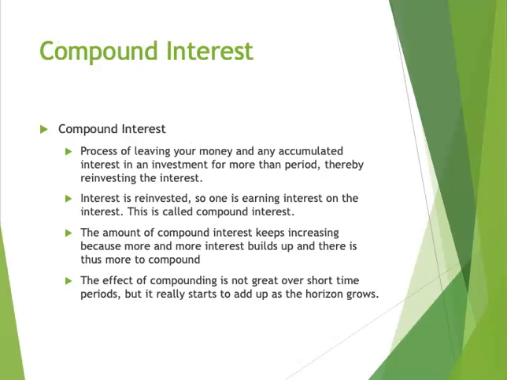Now let's look at what compound interest is. Compound interest is basically the process of leaving your money and the accumulated interest in an investment for more than one period. So what it's saying is that you are reinvesting your interest and you're earning interest on your interest. And that is called compound interest. Over the long term, compound interest can be exponential and significantly different than simple interest because you would earn interest on your interest.